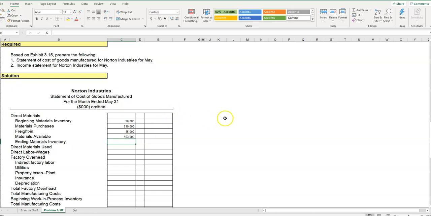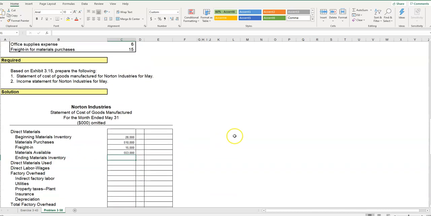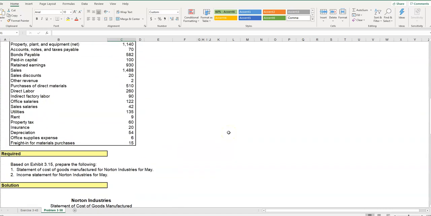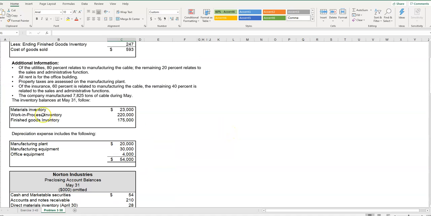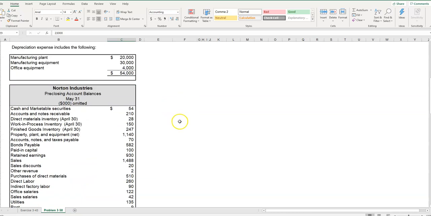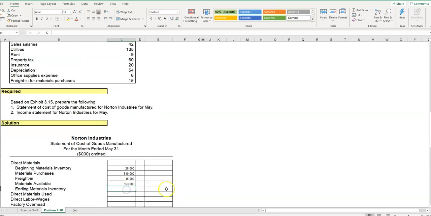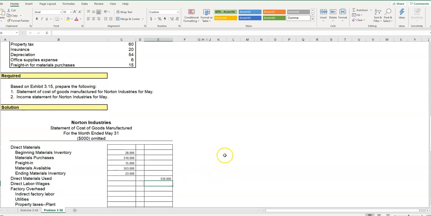We subtract our ending materials inventory, and that tells us how much materials we used in production for the month of May. So if we go up here, we see that our inventory on May 31st is 23,000 for our ending materials, 23,000. So our direct materials used is our direct materials available minus our ending inventory.